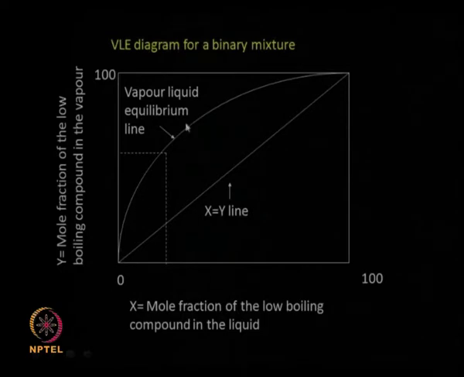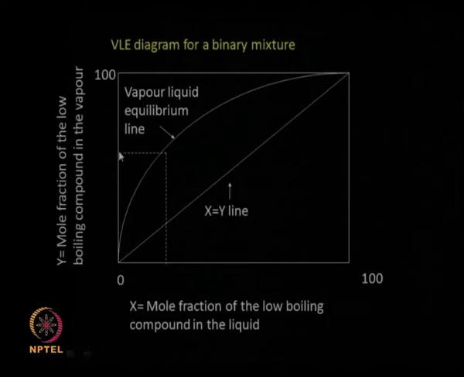You will get a graph like this, a curve, sometimes it may be going concave down. So you may have a concave or you can have a convex curve. Now this is called the x equal to y line. Okay. This is called the vapor liquid equilibrium diagram. If you take any point in this particular graph, this tells you the mole fraction of the low boiling compound in the liquid, and this will tell you the mole fraction of the low boiling compound in the vapor. Okay.